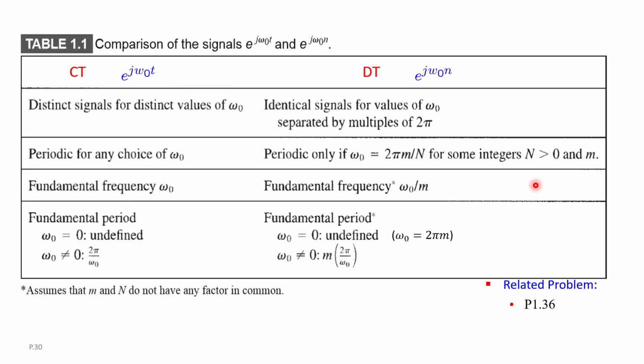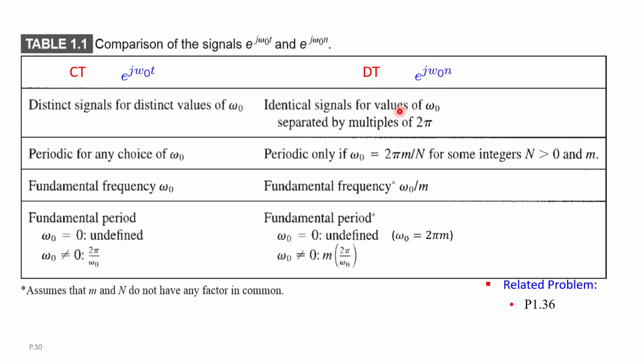And this changes the fundamental period calculation for discrete signals too. For a continuous signal, the fundamental frequency is just this omega 0, and the fundamental period is just 2 pi divided by this omega 0. But for a discrete signal, the period must be an integer. So the fundamental period is 2 pi divided by this omega 0 times another integer.